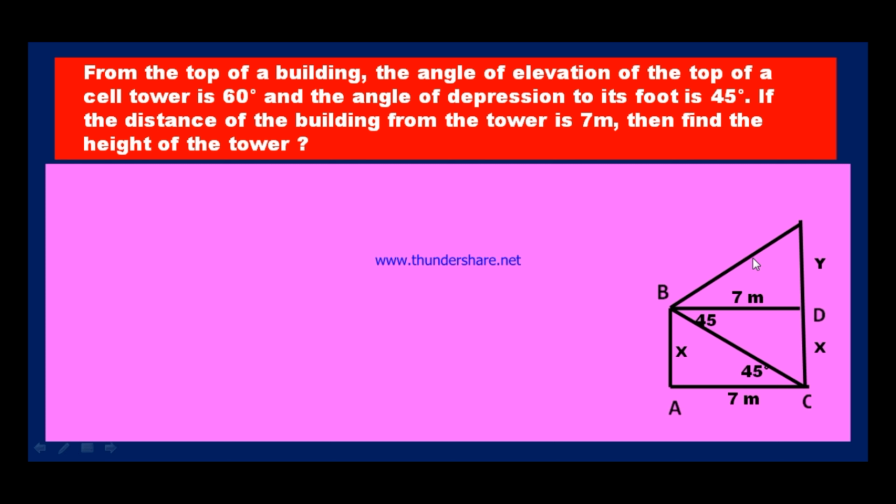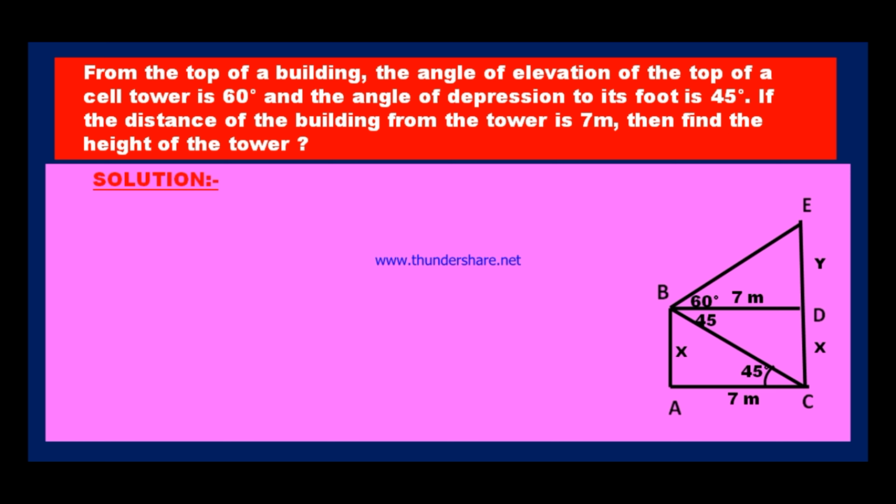Now from the top of the building, the top of the tower is seen at an angle of elevation 60 degrees and the foot of the tower is seen at an angle of depression 45 degrees. If this is 45, then this angle is 45 because these two are parallel lines and this is the transversal. These two angles are alternate angles. And the top of the tower is seen at an angle of elevation 60 degrees. Now we have two right triangles. From the two right triangles, let us find the values of x and y so that we can find the height of the tower.